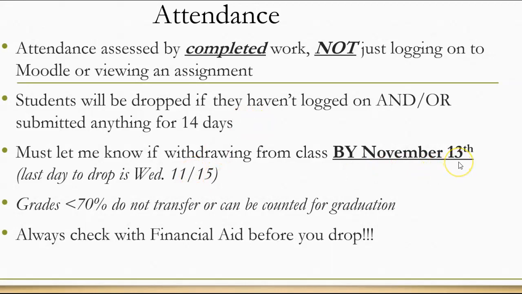The last day to drop with a WP is November 15th. Please let me know by November 13th if you're planning on doing that. You need a 69.5 or above to pass this class with a C. Grades below 70% do not transfer, so they cannot be used for college credit. They can't be counted for graduation for an AA or an AS degree. So you need at least a 69.5. Also, always check with financial aid before you drop anything because there are financial aid implications.